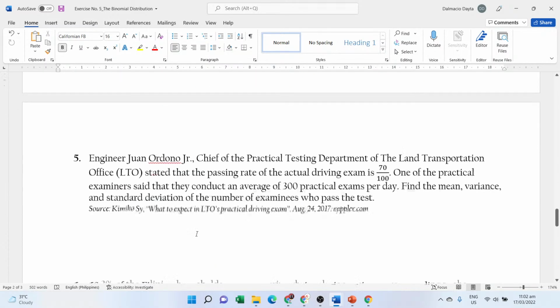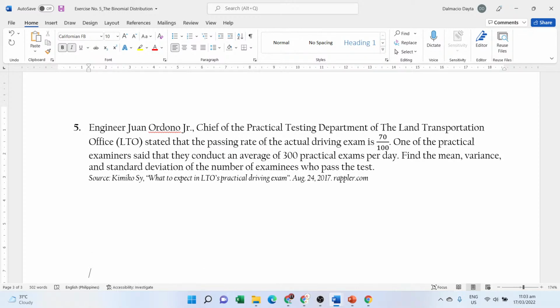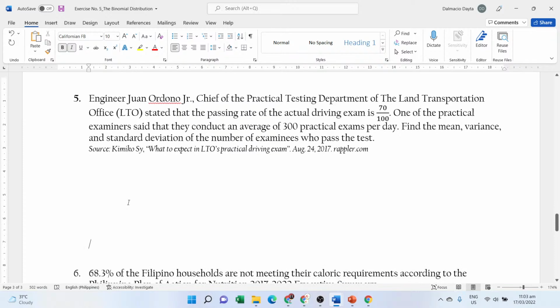Let's proceed to number 5. Tatlo na lang, ha? Engineer Donnie Jr., chief of the practical testing department of the LTO, stated that the passing rate of the actual driving exam is 70 over 100 or simply 0.7, while the practical examiners said that they conduct an average of 300 practical exams per day. Find the mean, variance, and standard deviation.